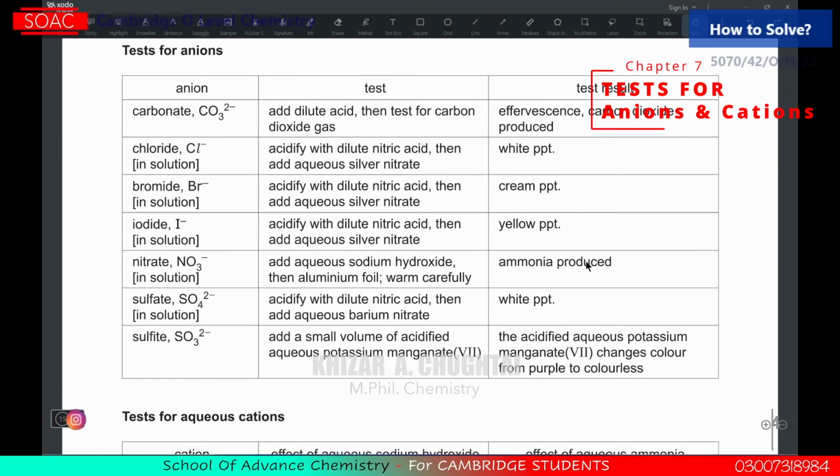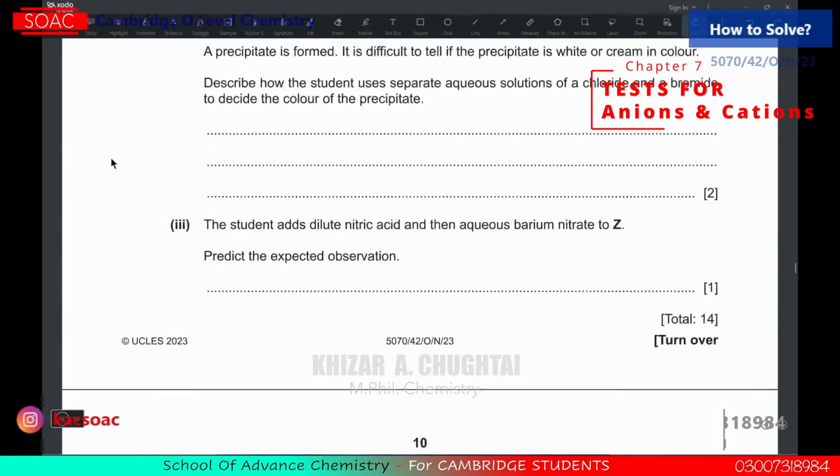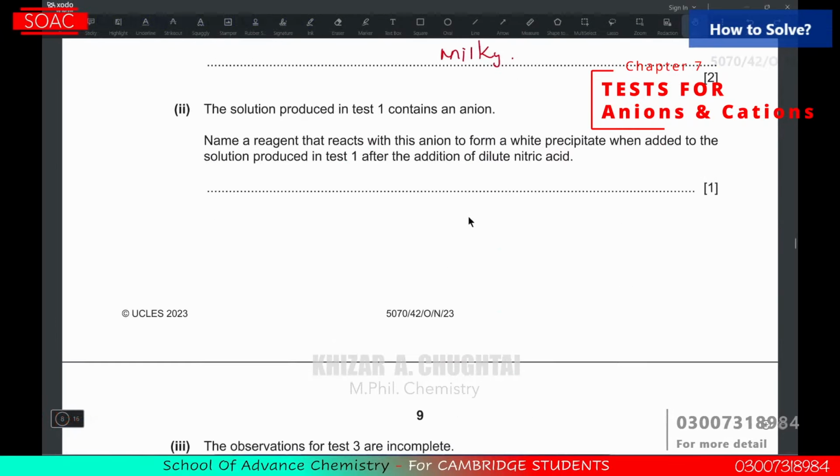What is the compound that is going to react with the negative ions and make a white precipitate? You have seen that we are having sulfate ion. To form the white precipitate, we need dilute nitric acid. Yes, he has given us the dilute nitric acid, and the next thing is barium nitrate. So the answer is very easy and it can be chosen from this page. The name of the reagent is barium nitrate.